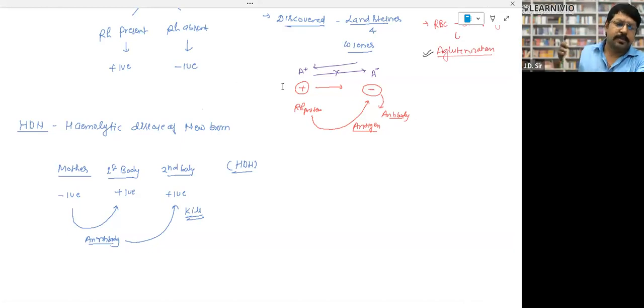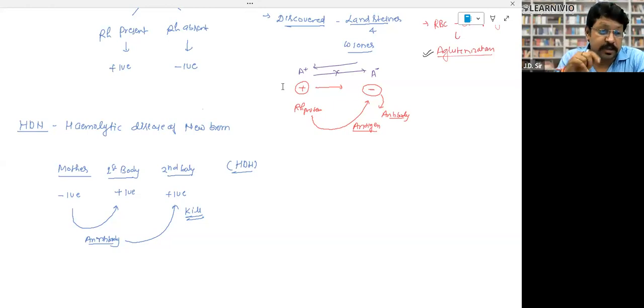Tell me HDN. This is in your genetics chapter. So it's like a disease where the red blood cells of the mother are mismatched with the fetus's. Right. Yeah.